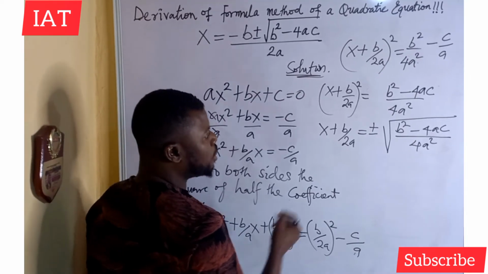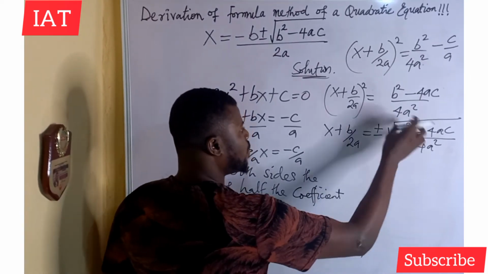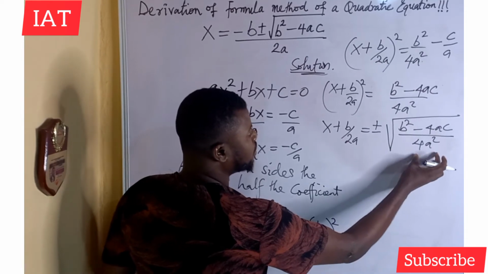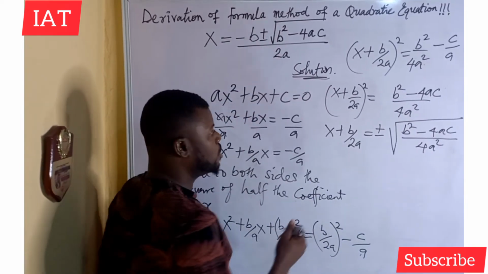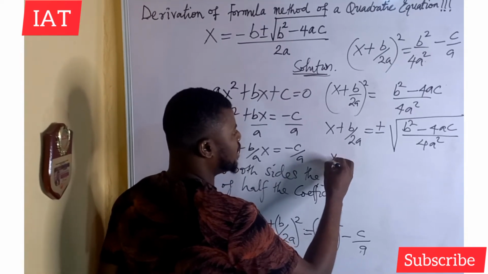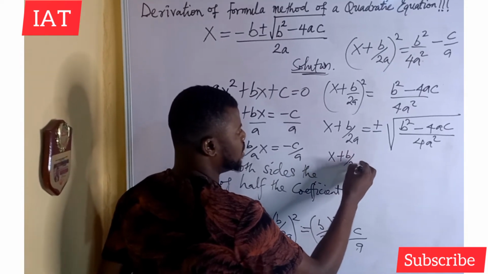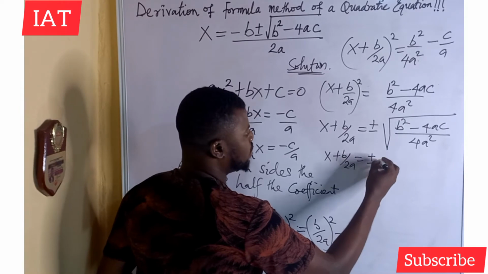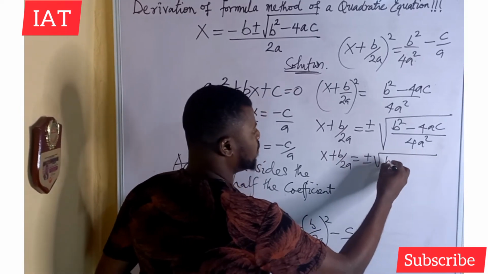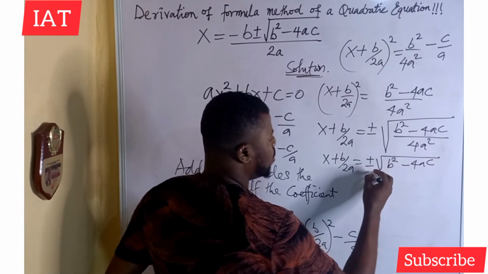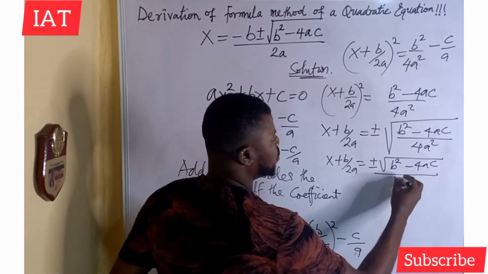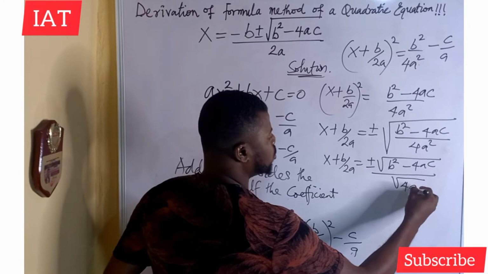All right. So according to the rule, you can take the square root of the numerator and also the square root of the denominator, since we have the general square root of the numerator over the denominator. So this is the same thing as saying x plus b over 2a is equal to plus or minus the general square root of this numerator, b squared minus 4ac, all over the general square root of 4a squared.